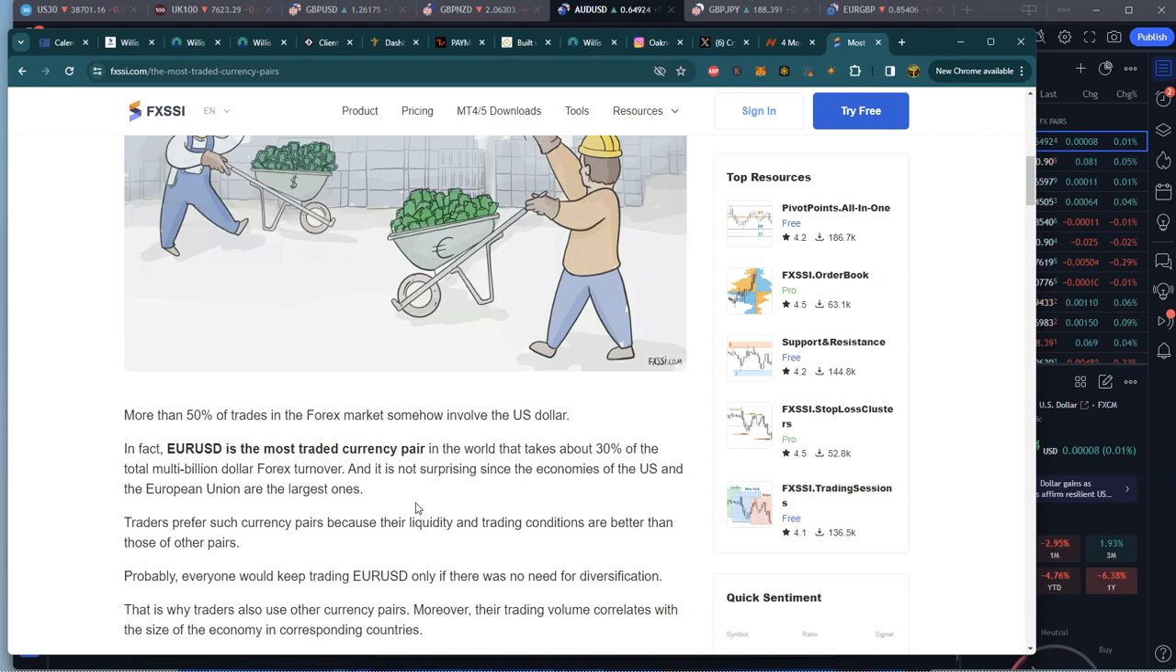It doesn't do any ranging for a long period of time. Maybe on the daily, but not on the higher time frames, the weekly and the monthly. We're going to see that in a minute. Okay, so traders prefer such currency pairs because of their liquidity, in and out.